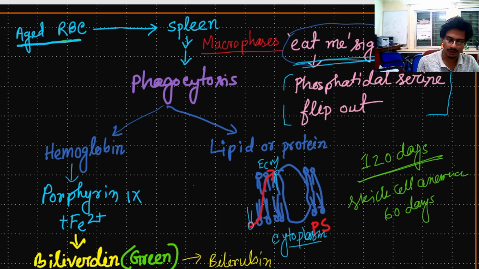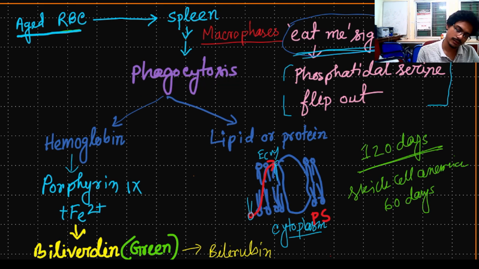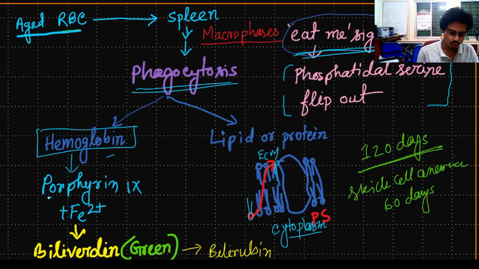macrophages come in through the phagocytosis process. They engulf it, and after that it breaks down into two components. One component is the hemoglobin. From hemoglobin it is disrupted into the porphyrin ring and the ferrous iron. So nothing will be wasted, the Fe will not be lost, so no iron loss.